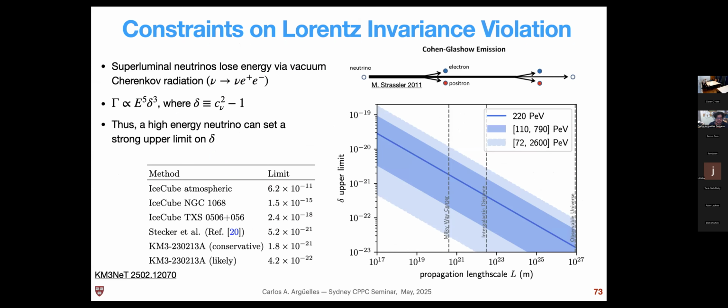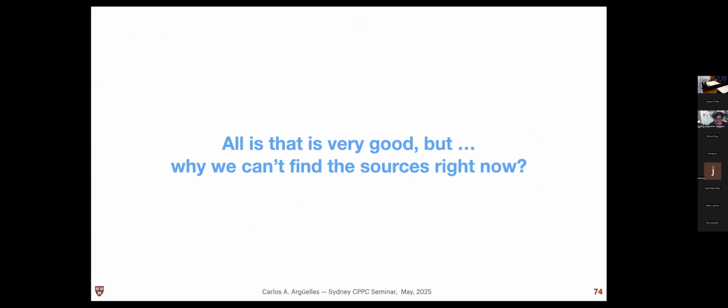One thing that we did with this was kind of fun, because one thing that you can do is constrain, for example, how superluminal a neutrino could be. If the neutrino is superluminal, it could emit vacuum Cherenkov radiation, and the observation of this very high energy neutrino constrains this better than any other prior measurements, at the level of 10 to the minus 22 parts. Okay, so that's great, but what's the issue of finding sources now?